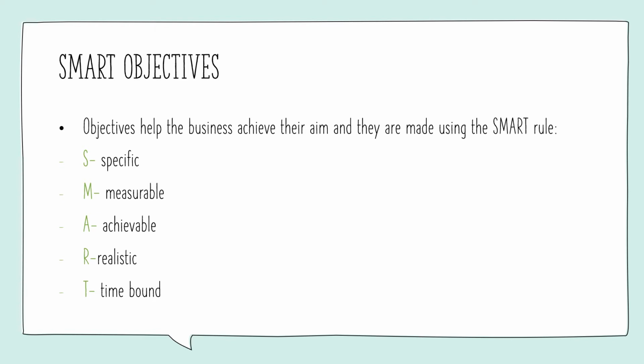SMART objectives. Objectives help the business achieve their aim, and their objectives are made using the SMART rule. The S stands for specific, the M stands for measurable, the A stands for achievable, the R stands for realistic, and T stands for time-bound. So when a business makes objectives, they have to be specific, they have to be measurable, they have to be achievable, realistic, and they have to be time-bound.